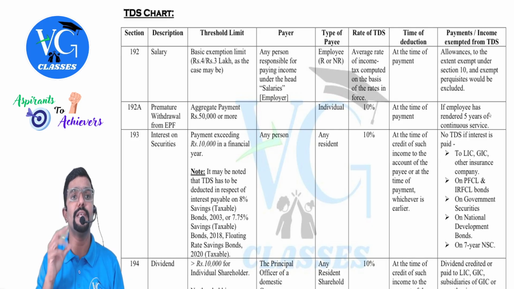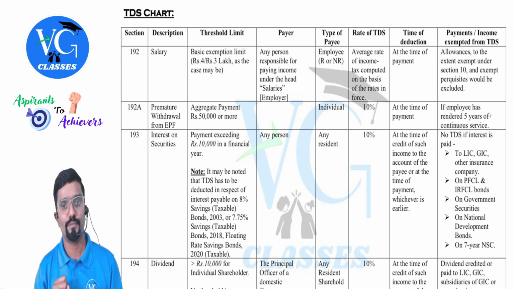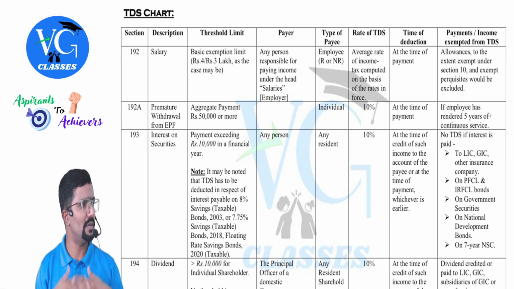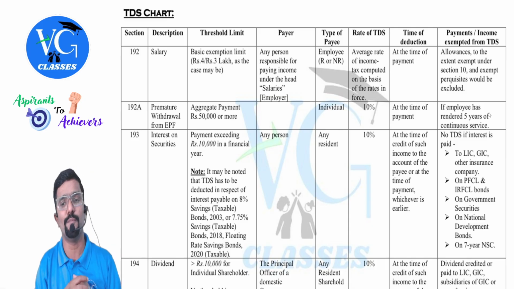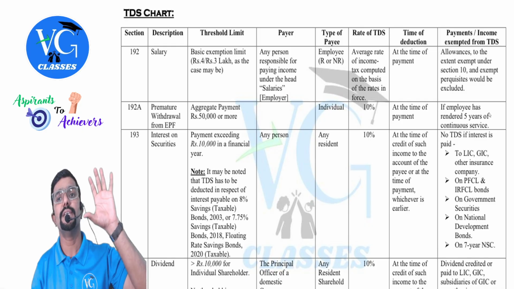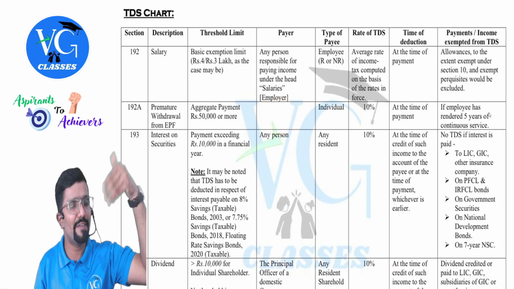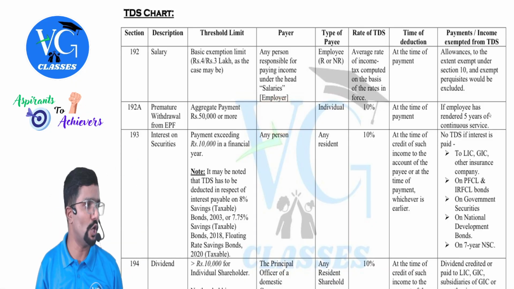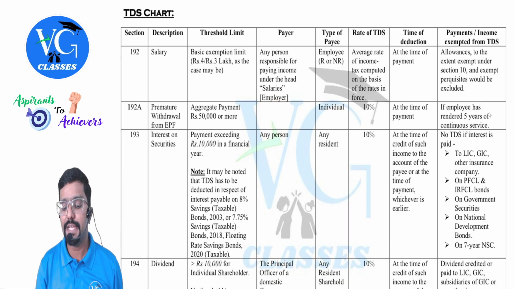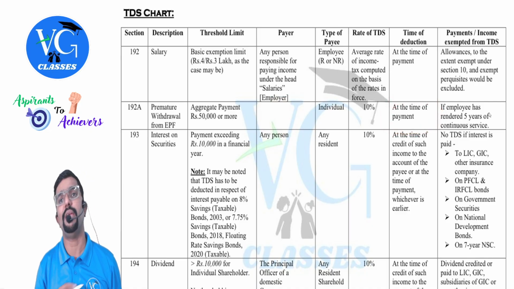If the aggregate payment is 50,000 or more, who is the payer? The fund. Who is the payee, guys? Individual. Who is withdrawing the amount? That is normally the employee. What is the rate of TDS? 10%. Guys, please be careful here. Payer cannot be the employer. It is the fund with whom I have opened the account. Okay. When TDS has to be deducted? At the time of payment.